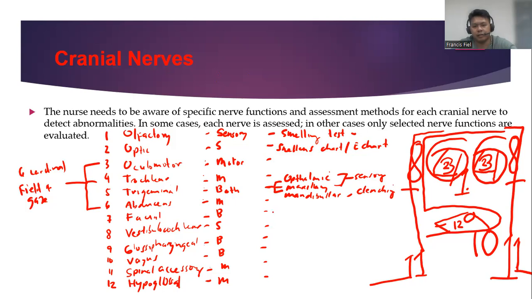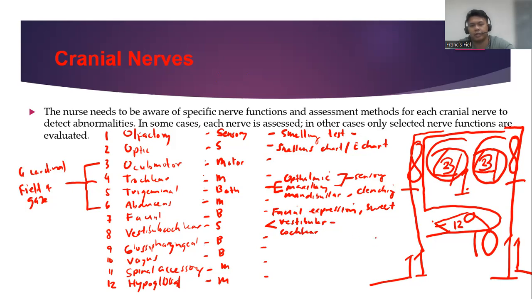For the facial naman, you let the patient do facial expressions such as raising eyebrows, puffing cheeks, and smiling. Also, the taste part of this is the tip of the tongue, which is sweet. And the vestibulocochlear nerve is divided into two: the vestibular branch and the cochlear branch.